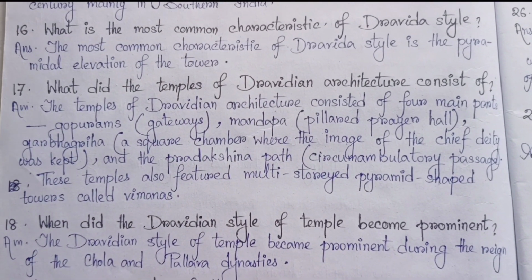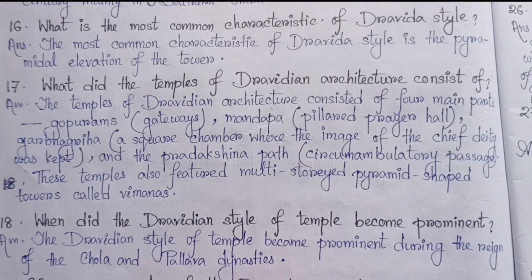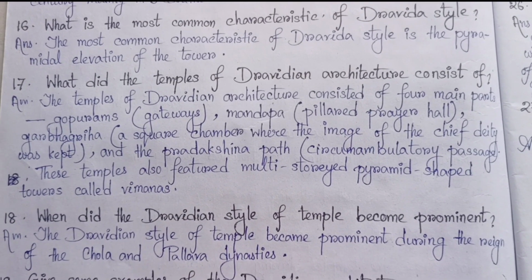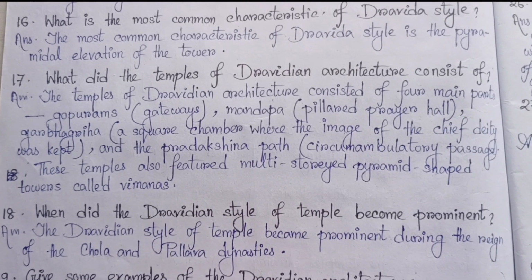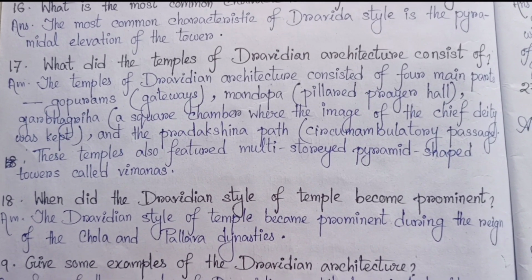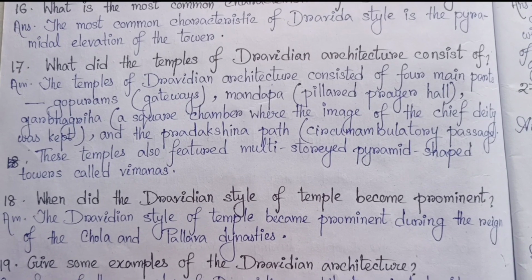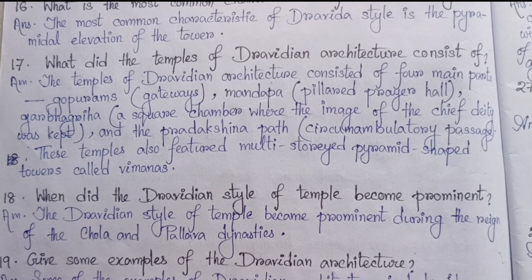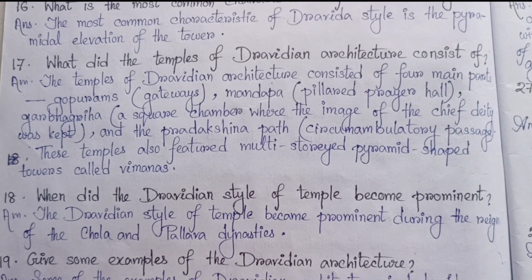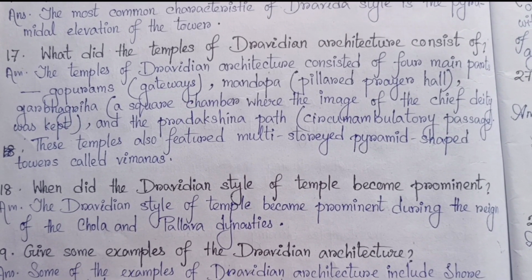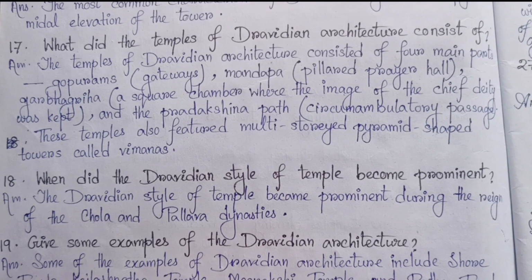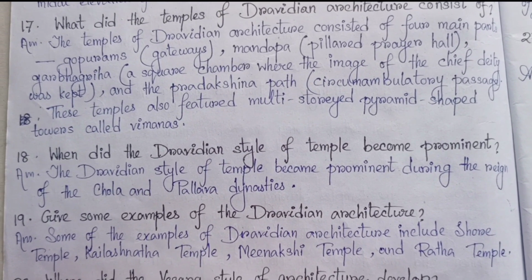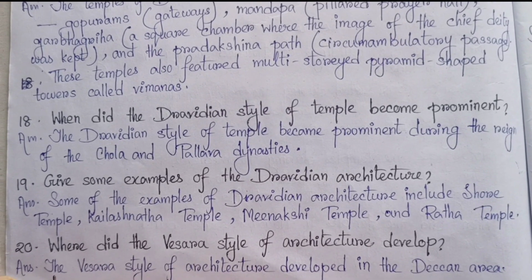Number 17, what did the temples of Dravidian architecture consist of? The temples of Dravidian architecture consist of four main parts: gopurams, gateways; mandapa, pillared prayer hall; garbhagriha, a square chamber where the image of the chief deity was kept; and the pradakshina path, circumambulatory passage. These temples also featured multi-storied pyramid-shaped towers called vimanas.